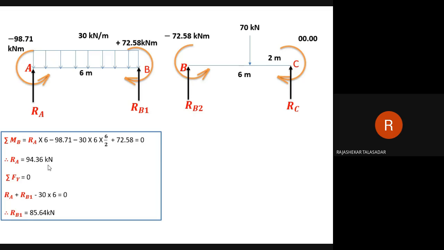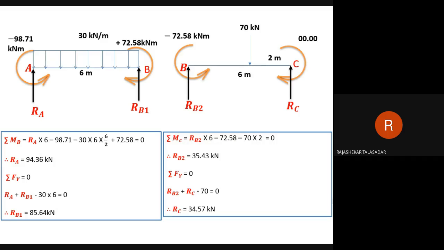Then write down sigma Fy equals 0. RA plus RB1 equals the total downward load. What is the total downward load? 30 into 6. Then RB1 equals 30 into 6, that is 180, minus 94.36, which gives 85.64.